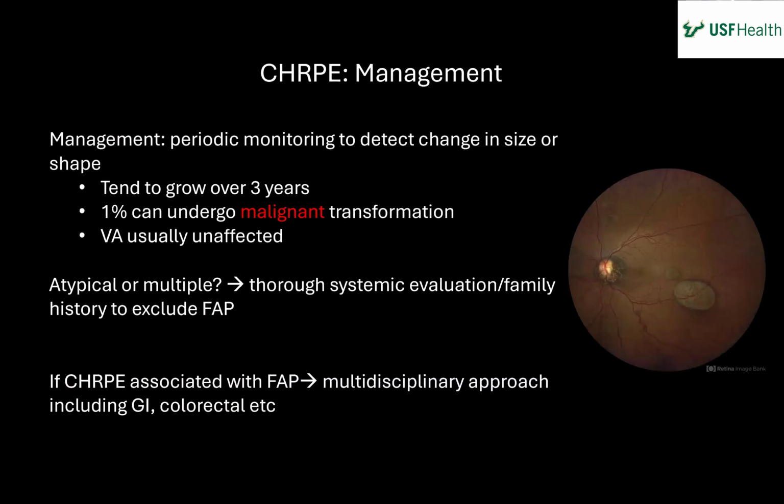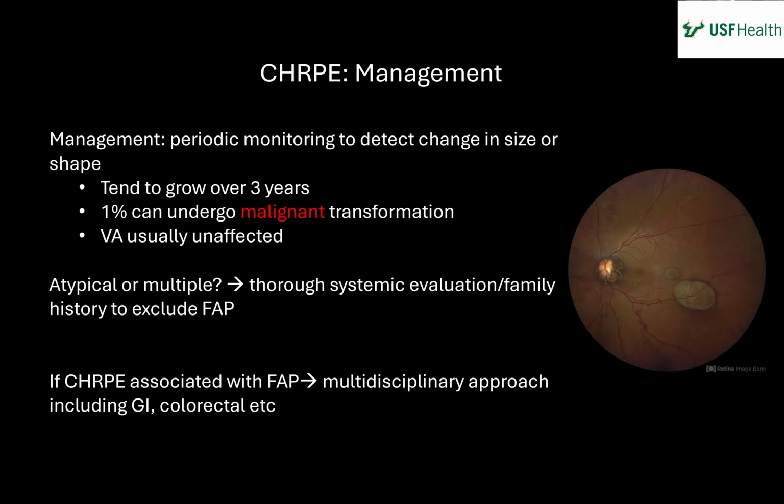Let's talk a bit about the management. So, for most CHRPE lesions, which as I mentioned, are mostly going to be these solitary benign lesions with unconcerning features, you just monitor. They do tend to grow a bit over time, especially the first few years. And then, as I also mentioned, they start to have a depigmentation pattern where there's lacunae or even fully depigmented, like in that photo there. 1% of these can also undergo malignant transformation. That's why we observe and watch them.